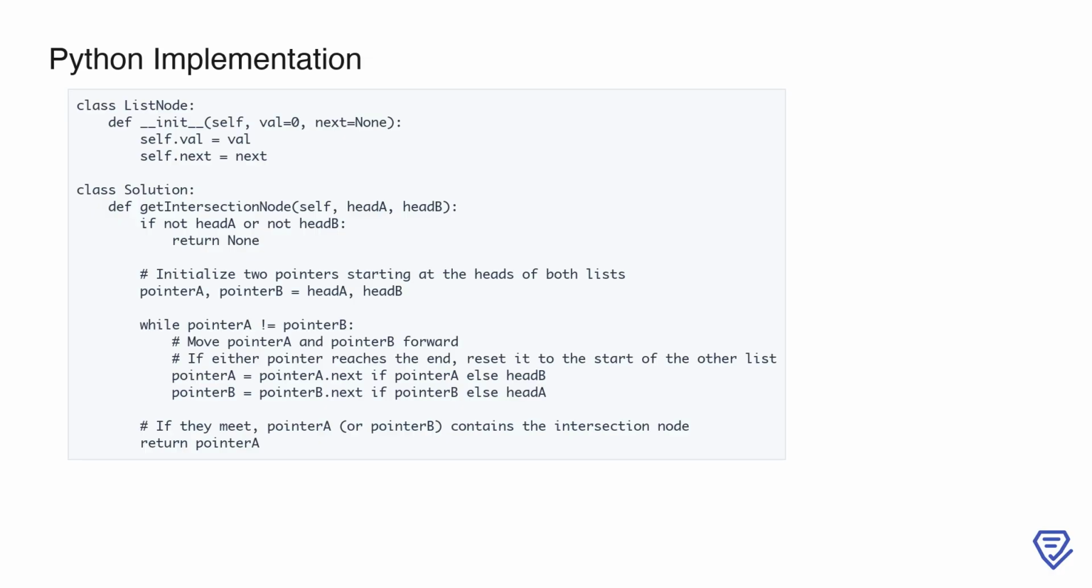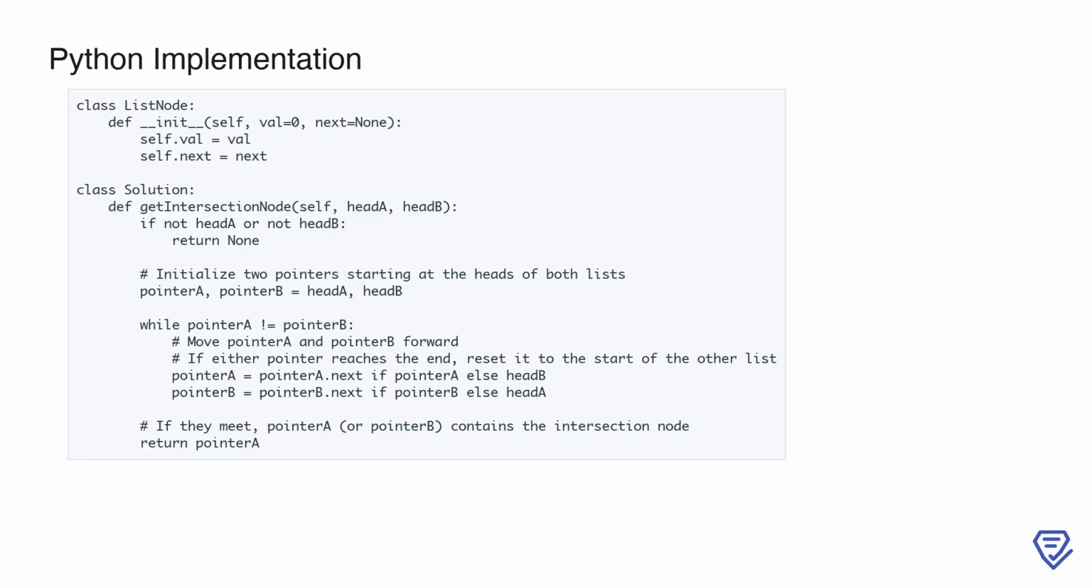4. Two-pointer traversal. The key logic lies in the while loop. The pointers traverse their respective lists and switch to the head of the other list if they reach the end of their own list. This ensures that both pointers traverse the same total length, which includes the combined lengths of the two lists. If there's an intersection, the pointers will meet at the intersection node during this traversal. If there's no intersection, both pointers will eventually become None at the same time, exiting the loop. 5. Return the intersection node. If the pointers meet, they point to the intersection node, which is returned.